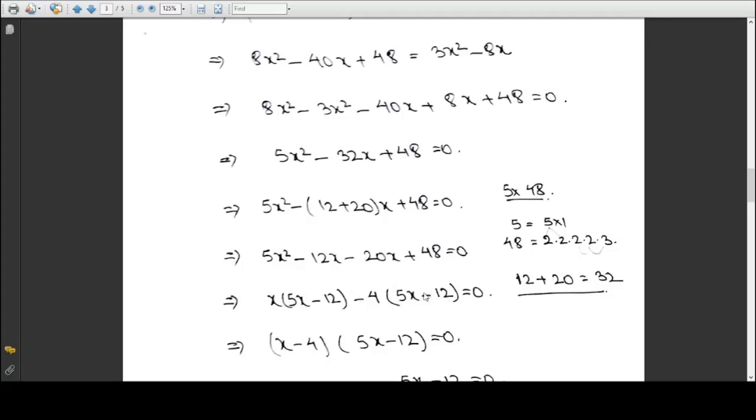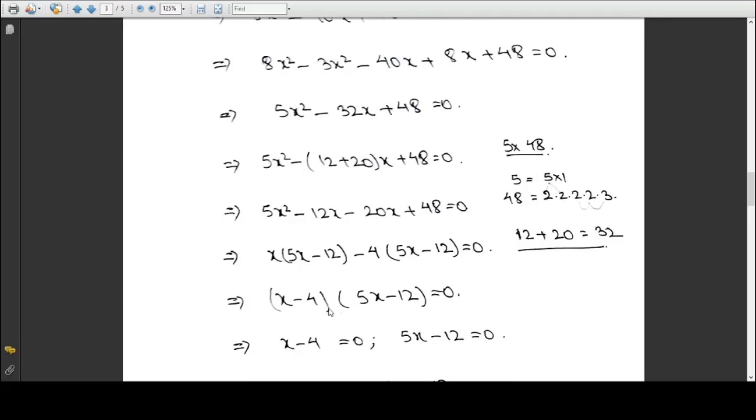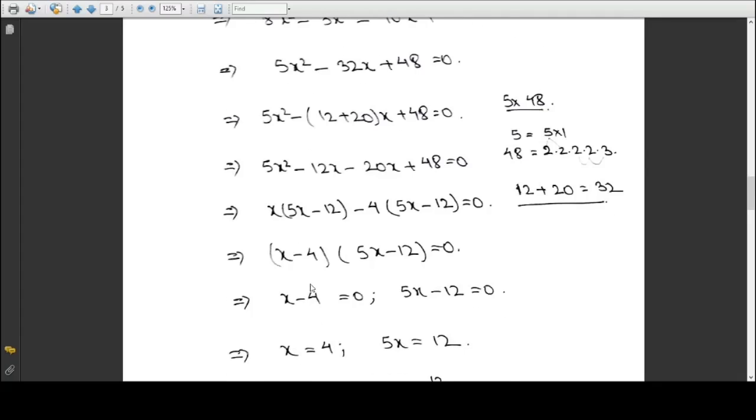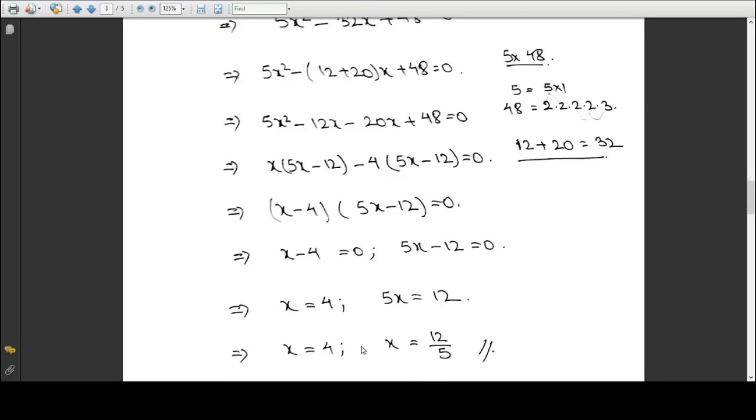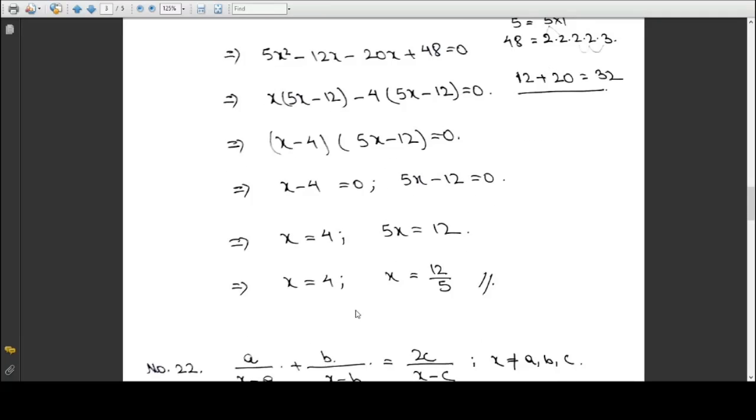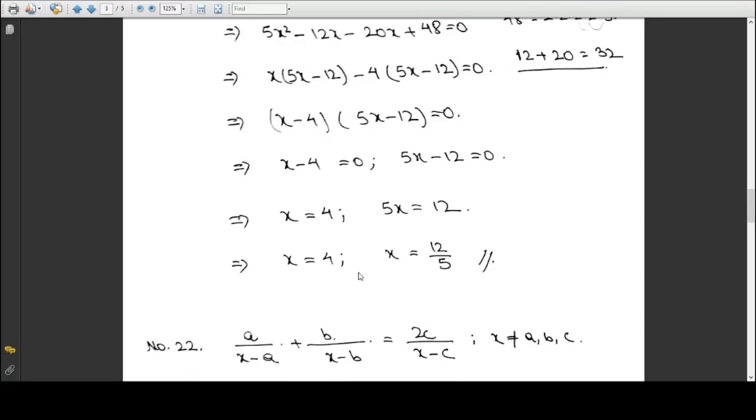Here minus multiplied by minus is plus, and minus multiplied by plus is minus. That means you have 5x minus 12 within the bracket. And if you look, this 5x minus 12 and 5x minus 12 are the same. Therefore you will write x minus 4 and 5x minus 12 equal to 0, which gives us x equal to 4, or 5x equal to 12, so x equal to 12 by 5. This means these two values of x are the solution for the given equation. Okay, I think it's clear to all of you.